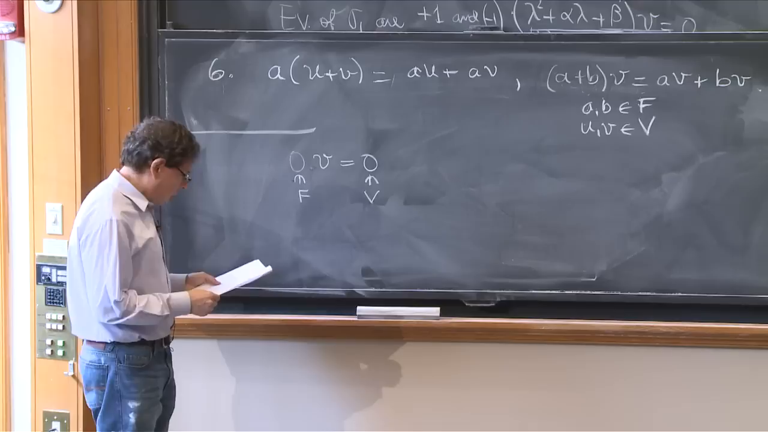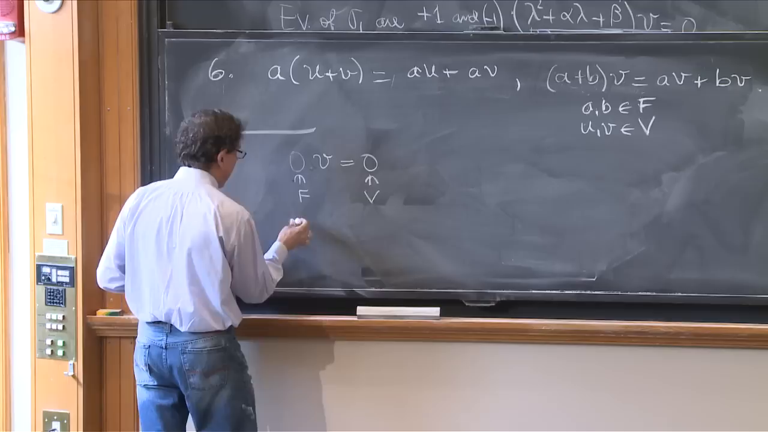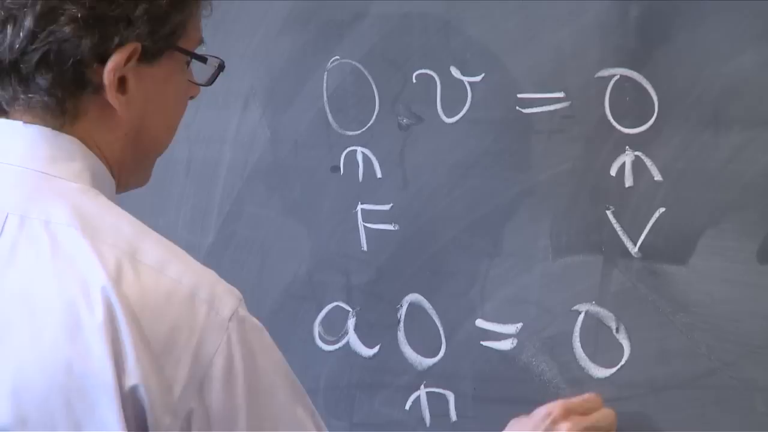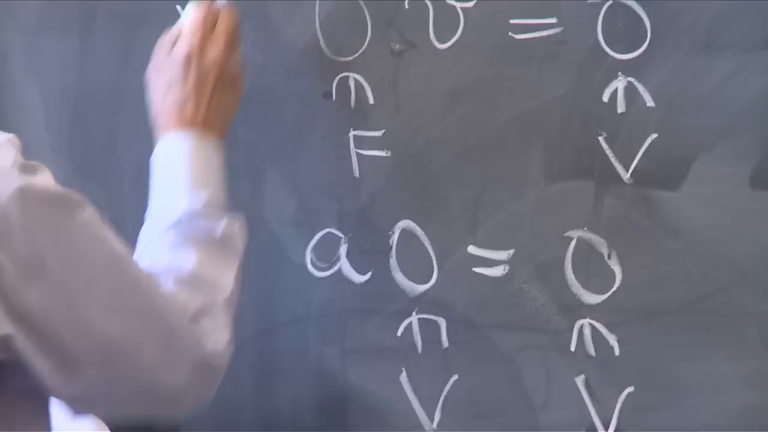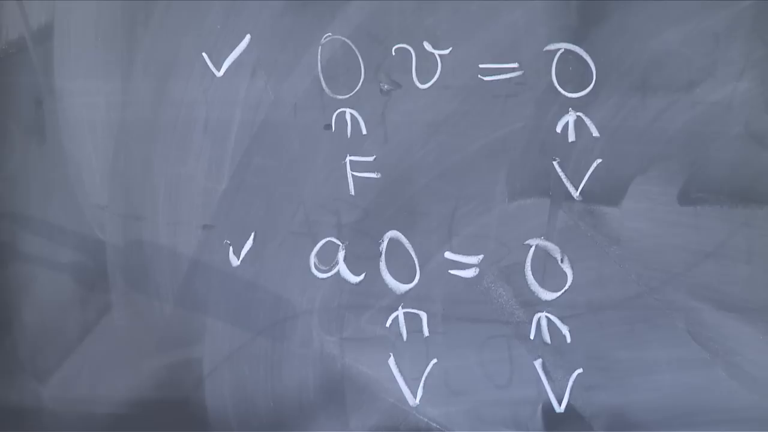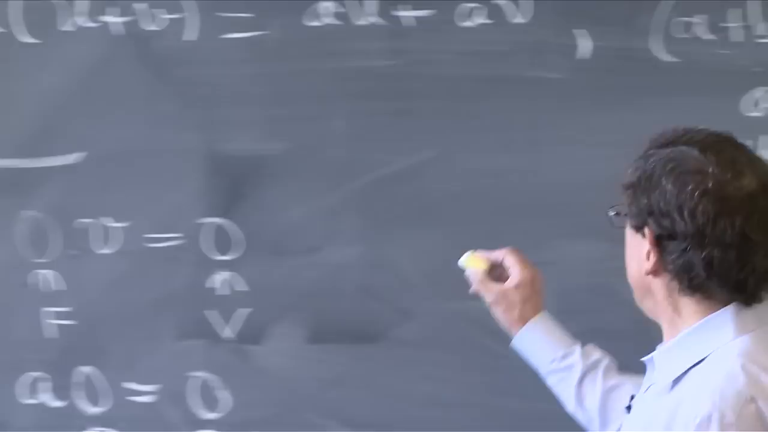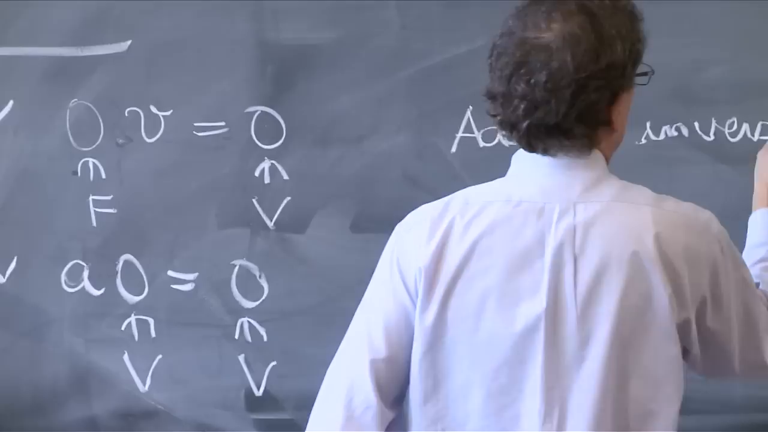Moreover, another one: any number a times the 0 vector is equal to the 0 vector. In this case, those both are vectors. That's also another property. So the 0 vector and the 0 number really do the right thing. Then another property, the additive inverse. This is sort of interesting. You can prove the additive inverse is unique.